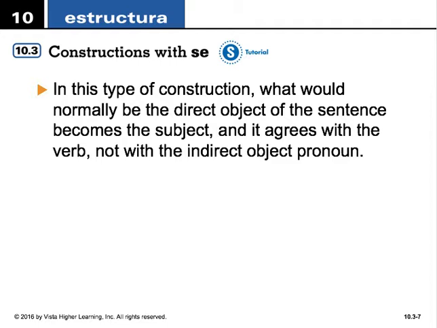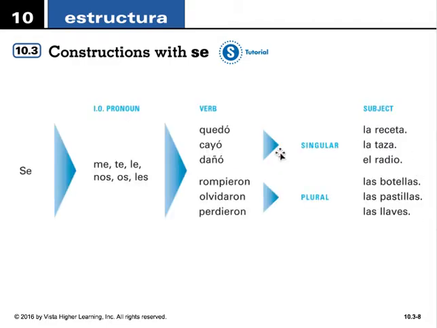So as I said, what would normally be the direct object of the sentence becomes a subject and agrees with the verb, not the indirect object pronoun. For example, se me quedó la receta. Like I kept the receta. Or se nos olvidaron las pastillas. We forgot the pills. So this is the person who's really doing the action, and the verb and the subject match, right? Las botellas rompieron. Se me rompieron las botellas. Or se me perdieron las llaves. The keys lost themselves unto me, is essentially what you're saying.